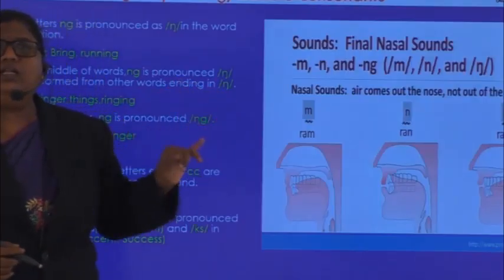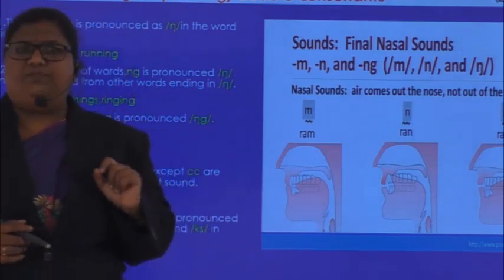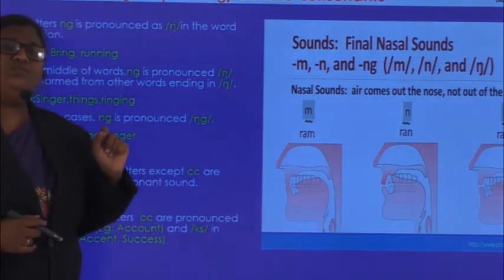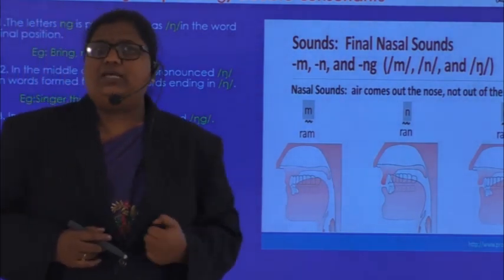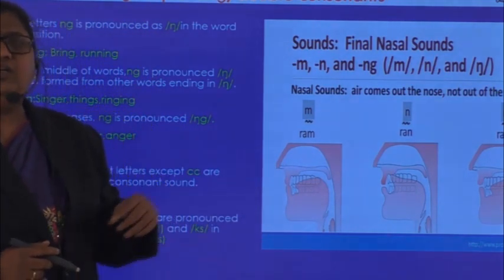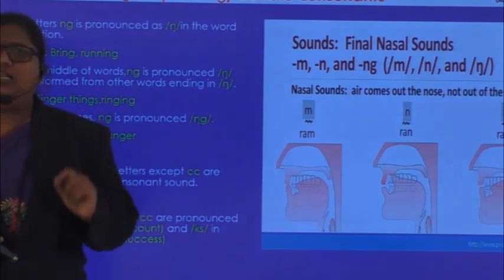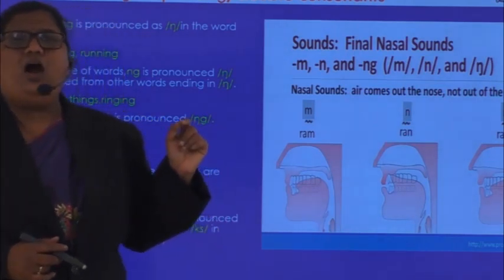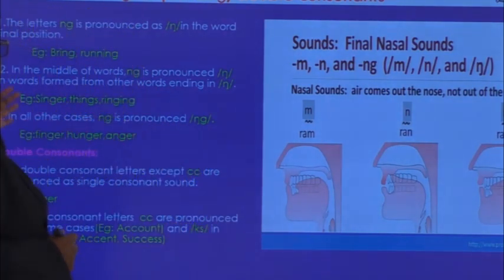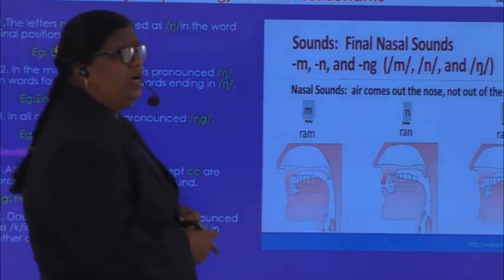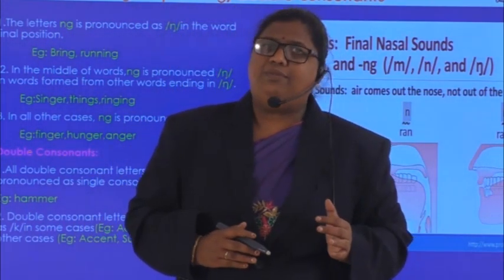Okay, m, n, ng, these three are very useful sounds, and they are the sounds which we pronounce with the help of our nose. That's why we call them nasal sounds. And based on the place of articulation, m is a bilabial nasal, n is an alveolar nasal, and ng is a velar nasal.